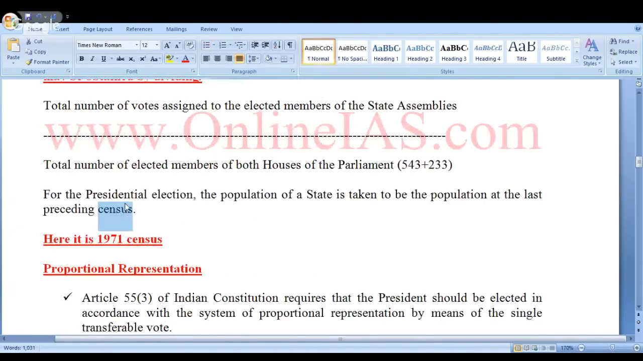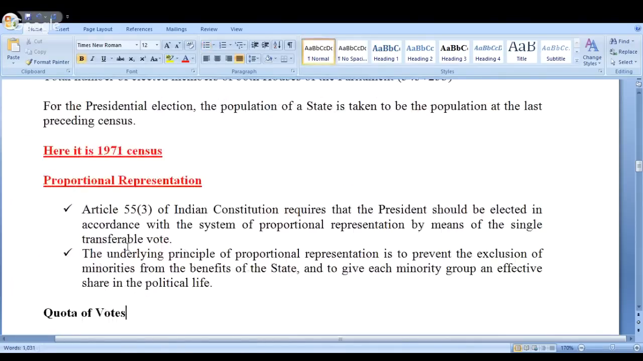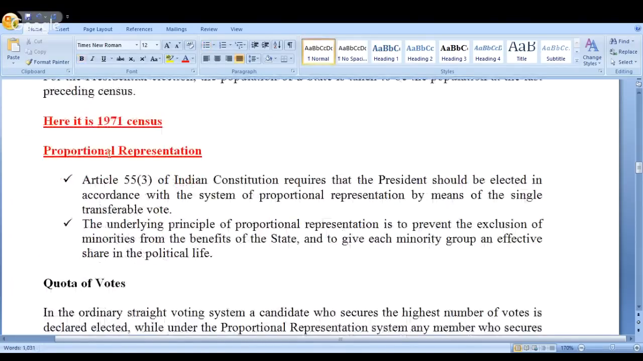For the presidential election, the population of a state is taken to be the population at the last preceding census. Just now I told you in a very elaborate manner why we are taking the 1971 census into consideration. Right? Next is the so-called proportional representation, Article 53. You already know this.